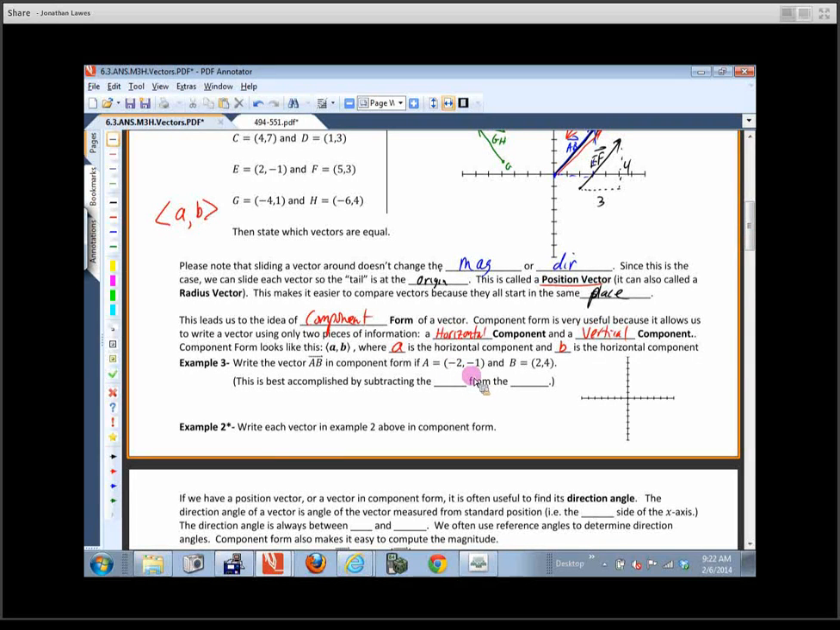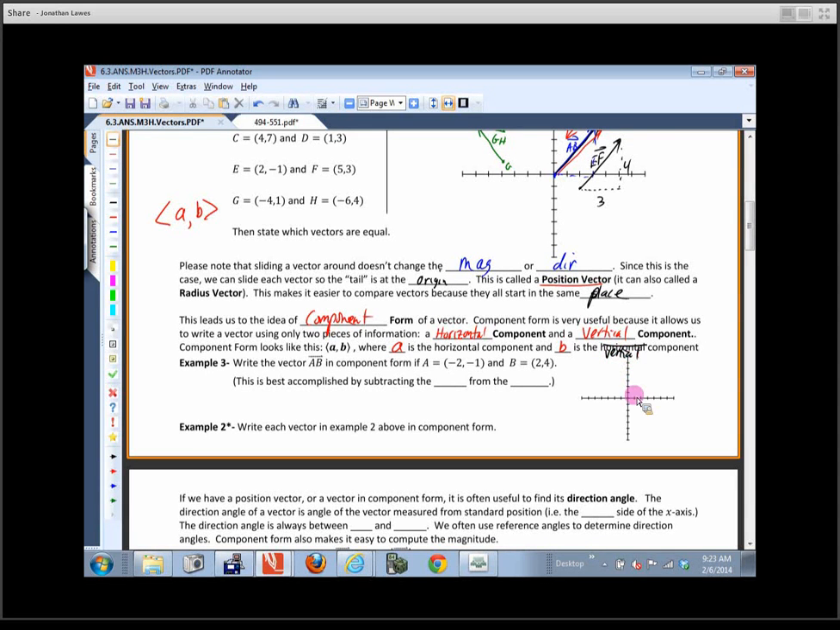Oh, yeah. Oh, I'm sorry. I've got a typo here, don't I? B is the vertical component. Yep. Sorry about that. Thank you for catching that. I will have to fix that. Thank you very much. Vertical.